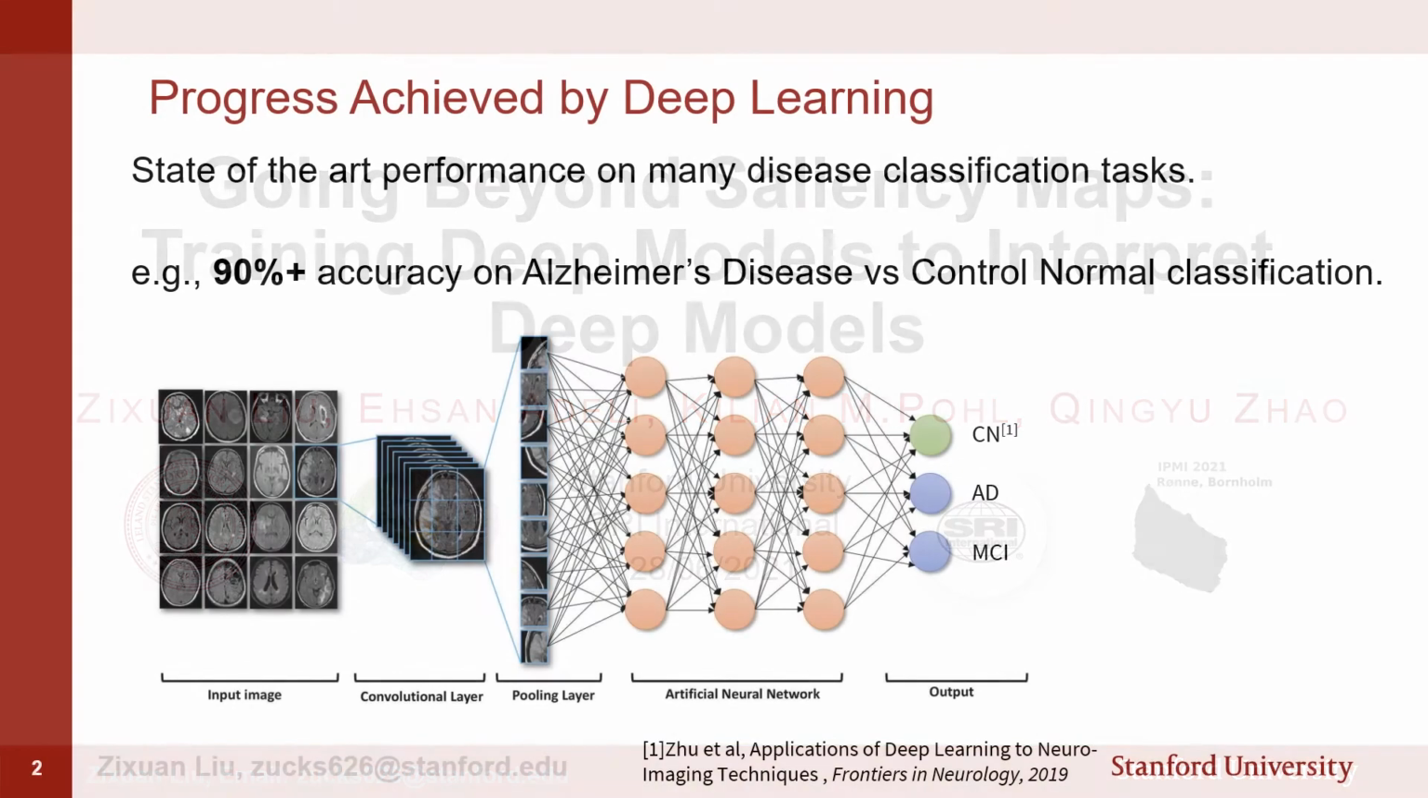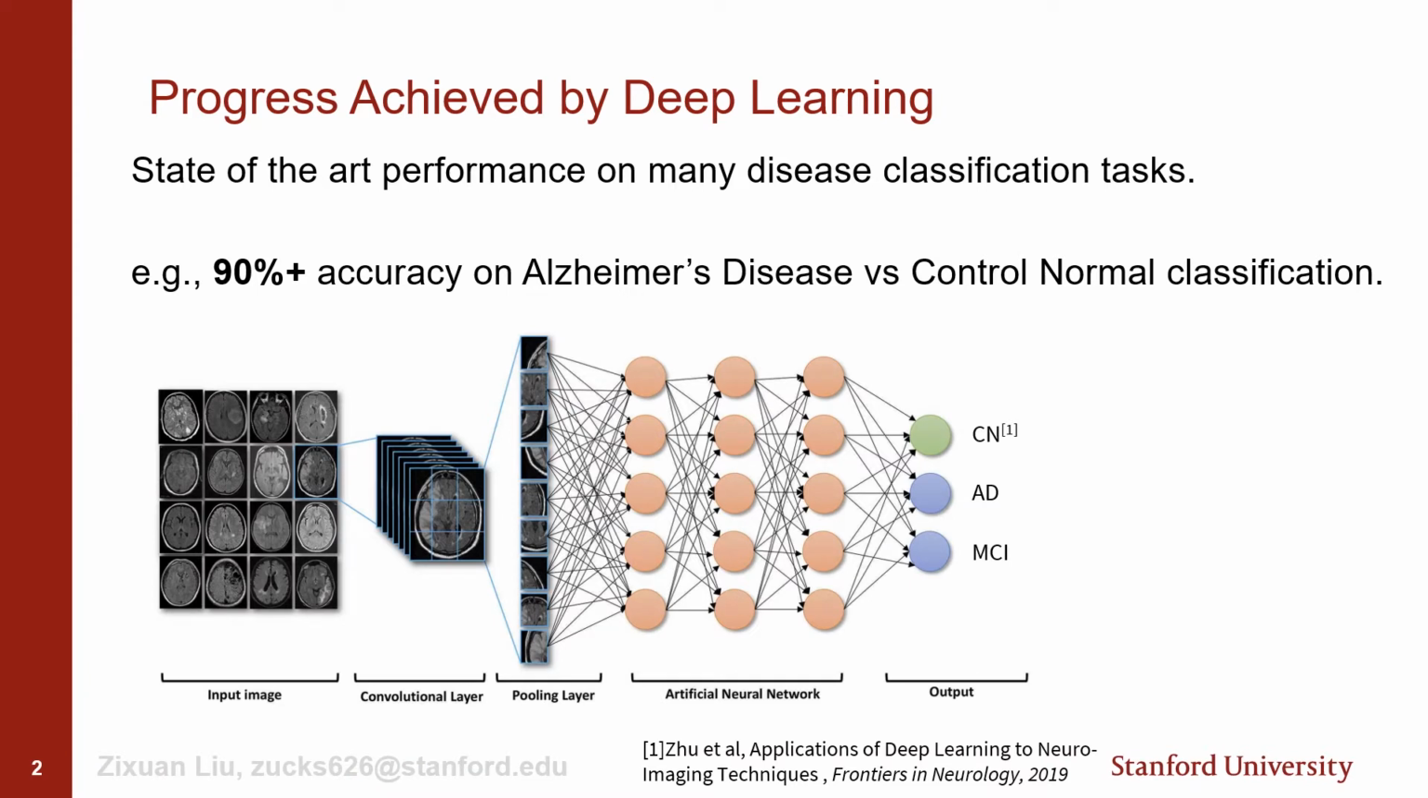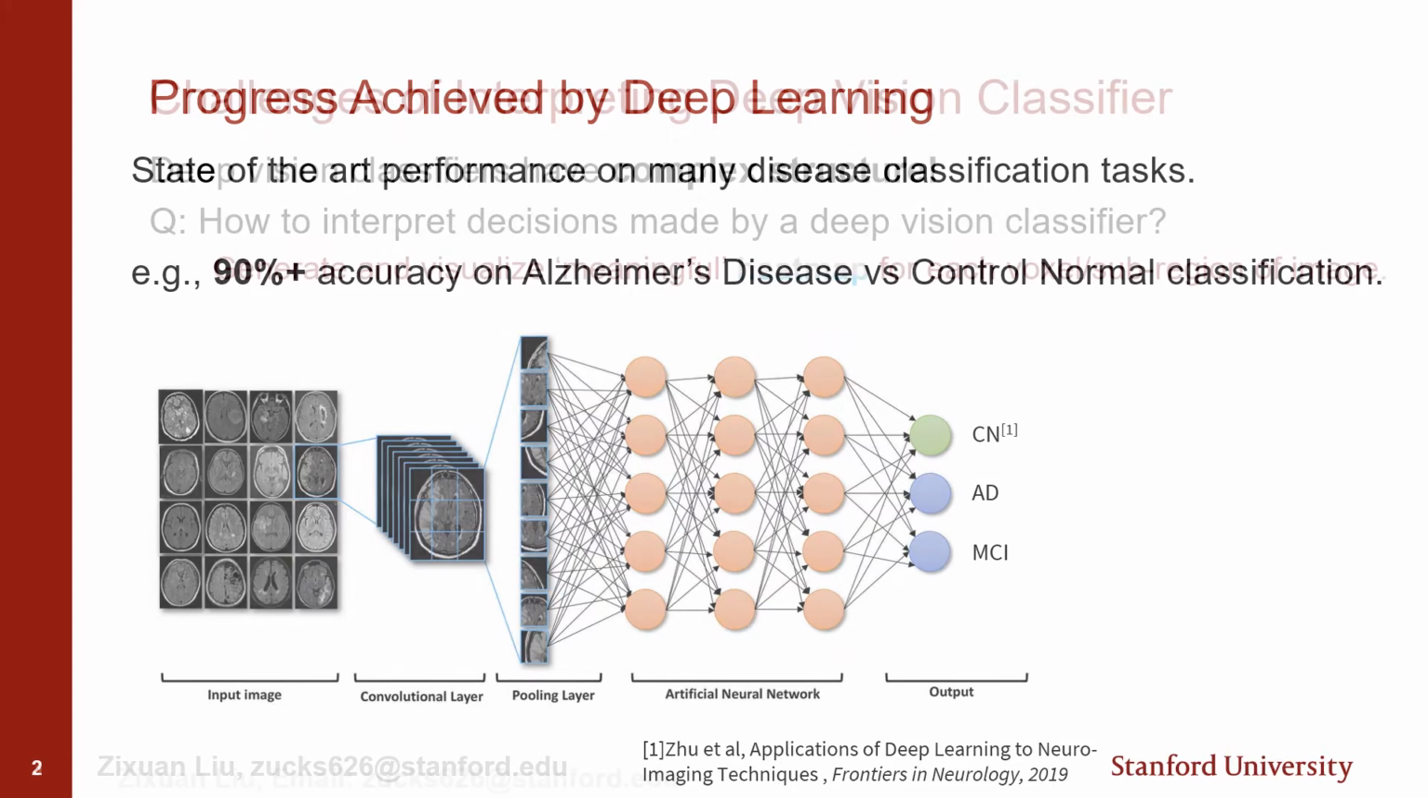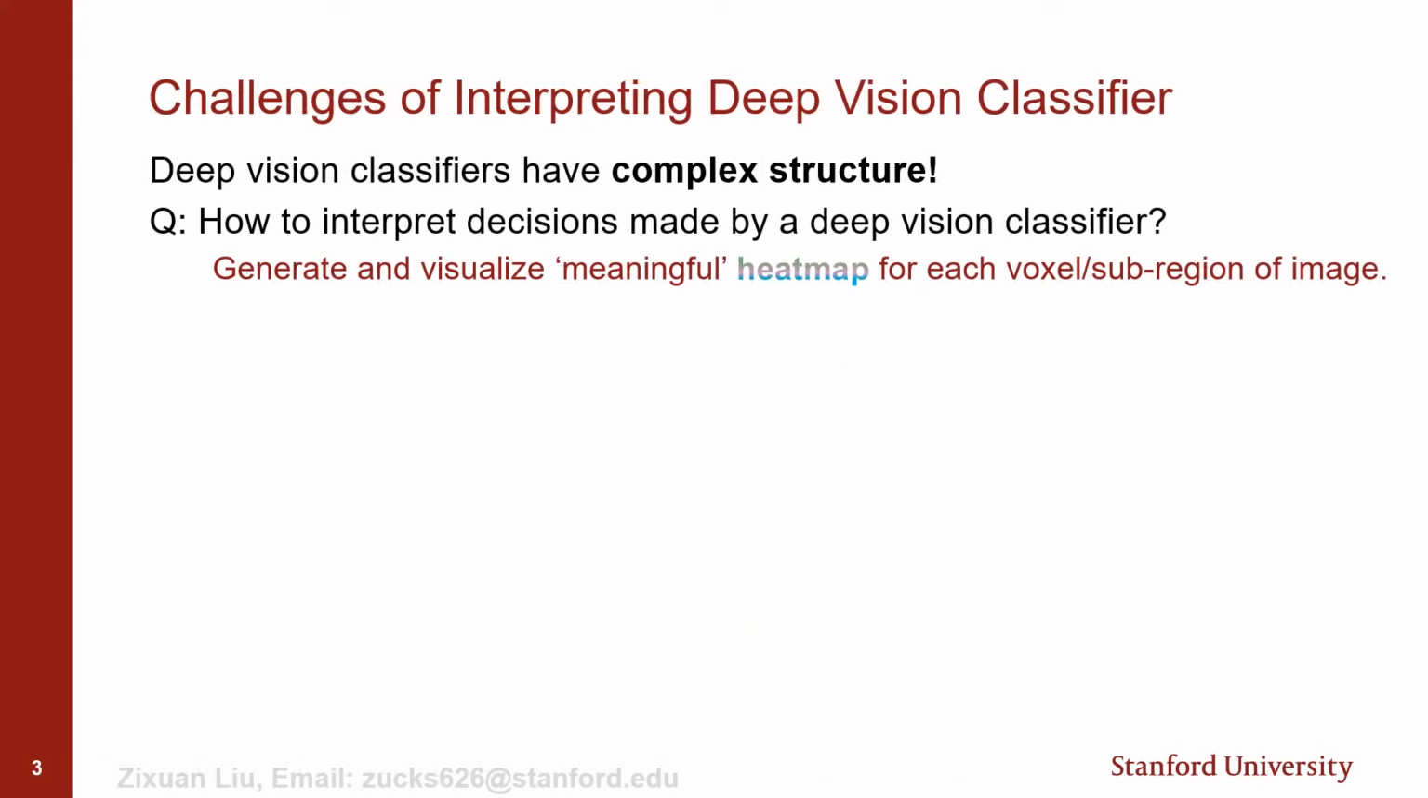Alright, let's start. In recent years, deep learning has achieved great success in the medical imaging and neuroimaging community. Deep learning-based methods have achieved state-of-the-art performance on many disease classification tasks. For example, many works have reported more than 90% accuracy on Alzheimer's disease versus control normal classification tasks. The main reason for deep learning's success is that these models tend to have very complex inner structure.